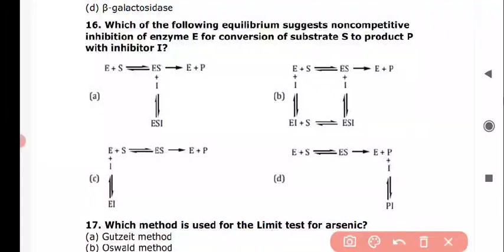Next question is which of the following equilibrium suggests non-competitive inhibition of enzyme E for conversion of substrate S to product P with inhibitor I? And the correct answer is option number B.